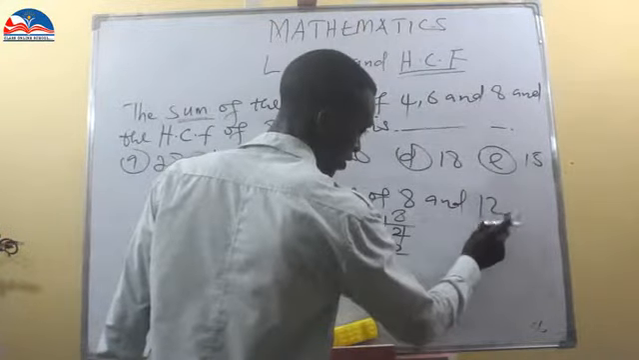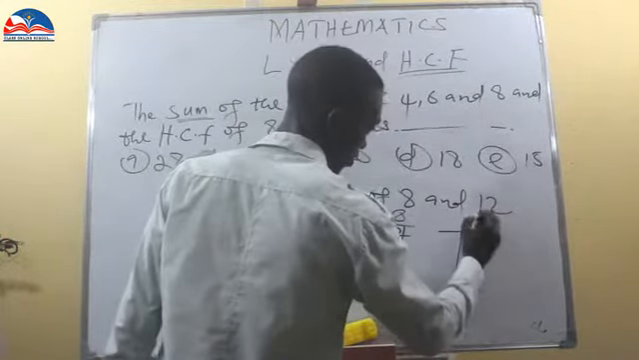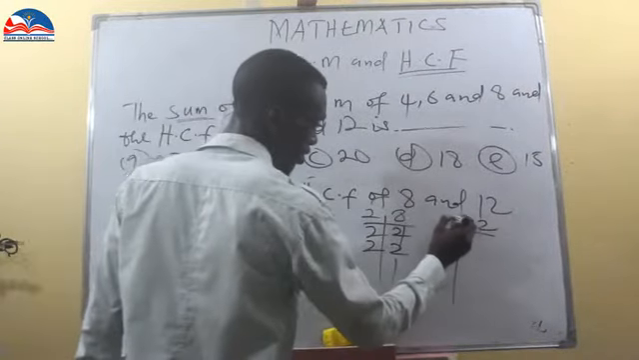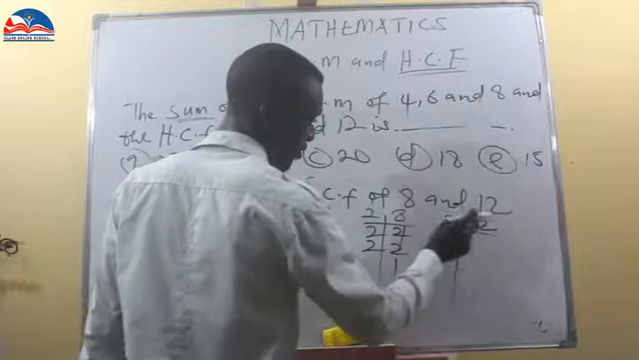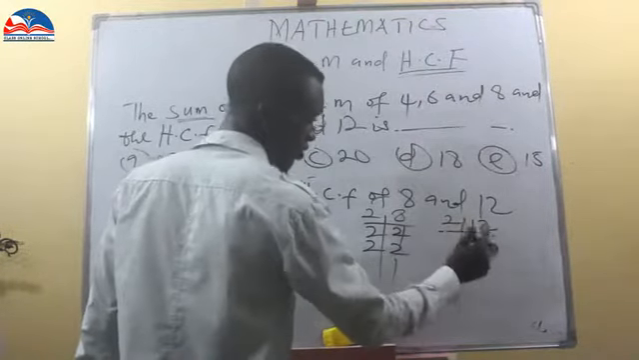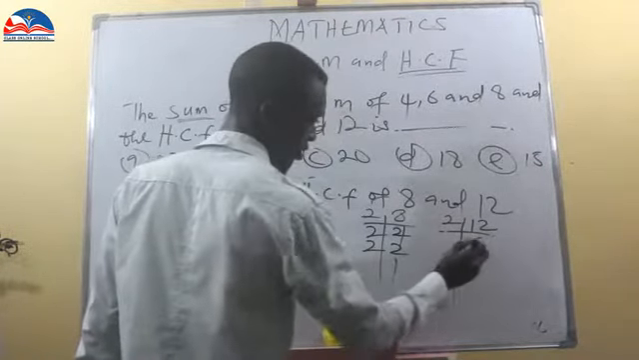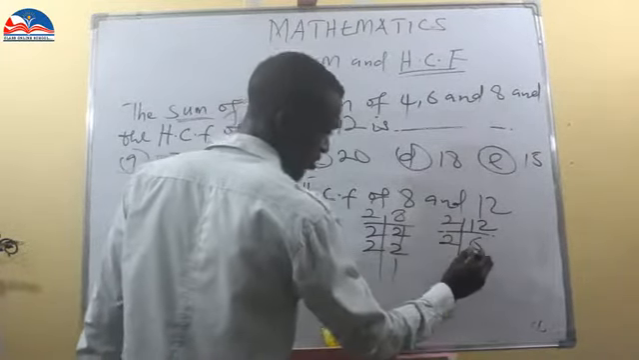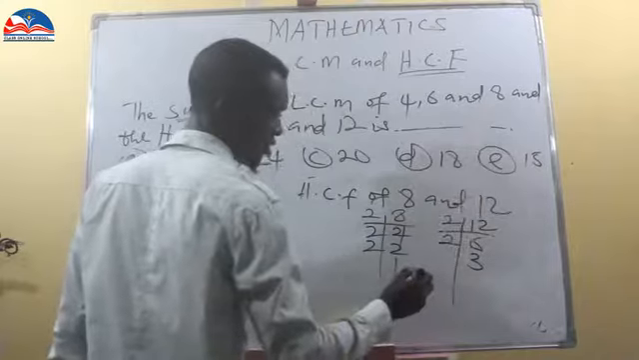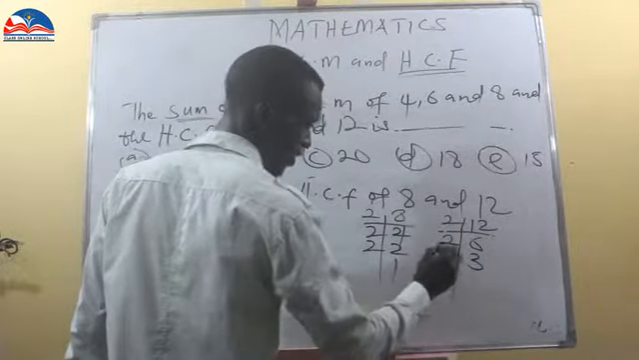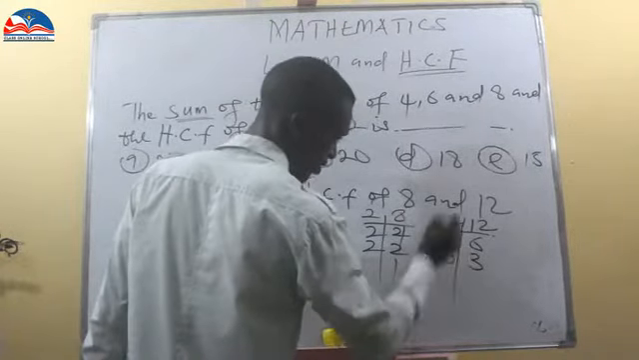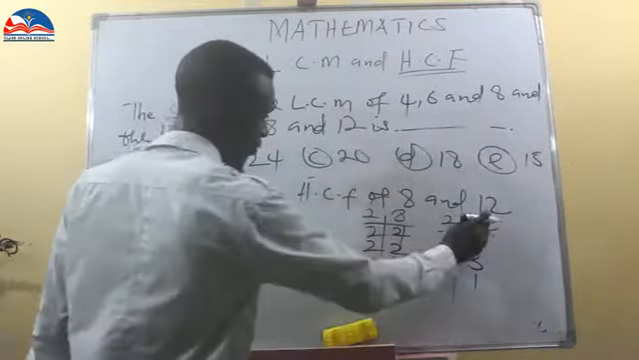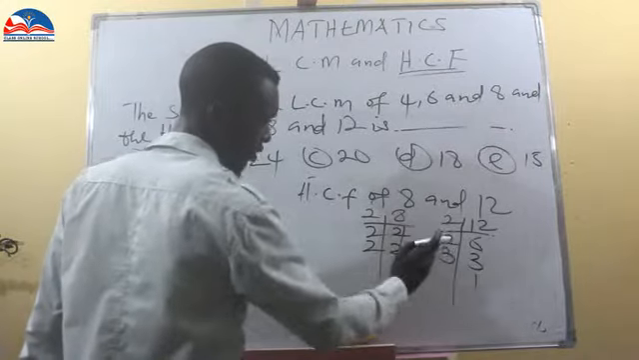Then the factors of 12. Here, what can go? 2 can go. 12 divided by 2 gives us 6. What can go again? 2. 6 divided by 2 gives us 3. What can go again? 2 cannot go. 3. 3 into 3 gives us 1. So these are the factors of 12.